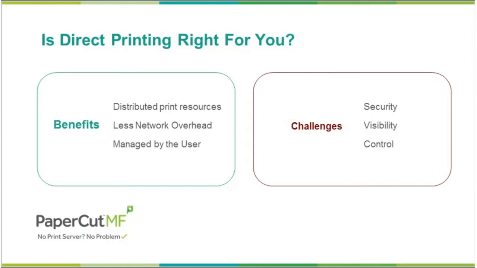So when you're looking at direct printing, a benefit is having distributed print resources, because that print queue is on each and everyone's computer, so they're able to talk. You don't have a lot of that network overhead, a big server and everything, and the people that go along with that. Everything's really managed by the user. You can track, you can report on printing. You keep configuration, administration, and reporting simple.